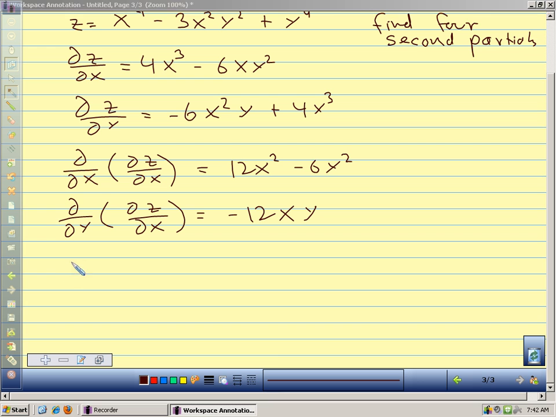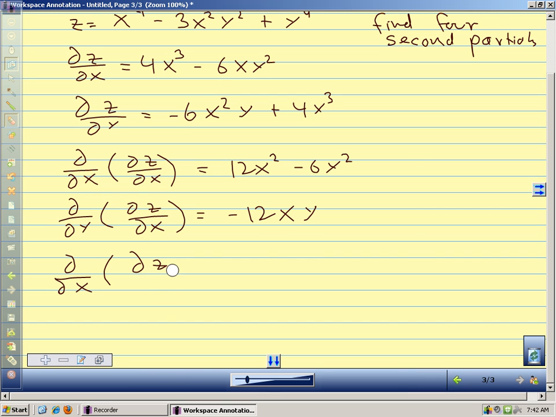Let's look at d dx of dz dy. We get minus 12xy again. And we see that for this particular function, our second mixed partials are equal.